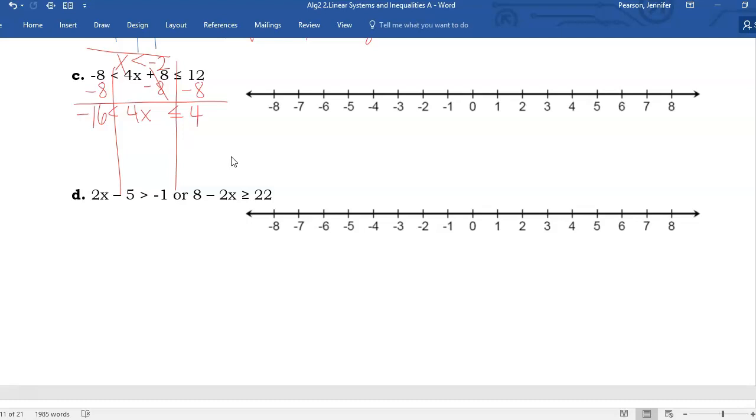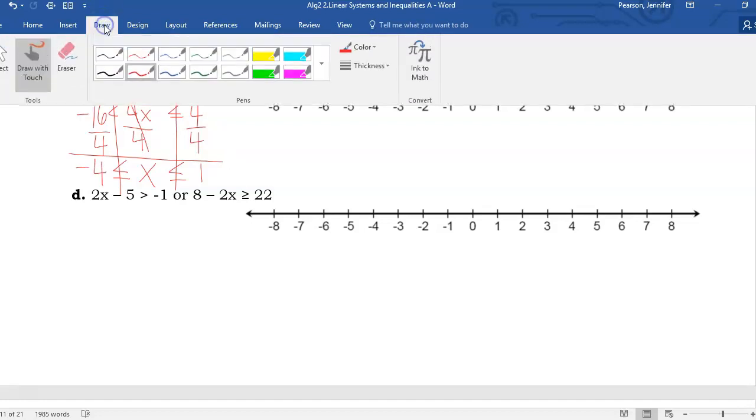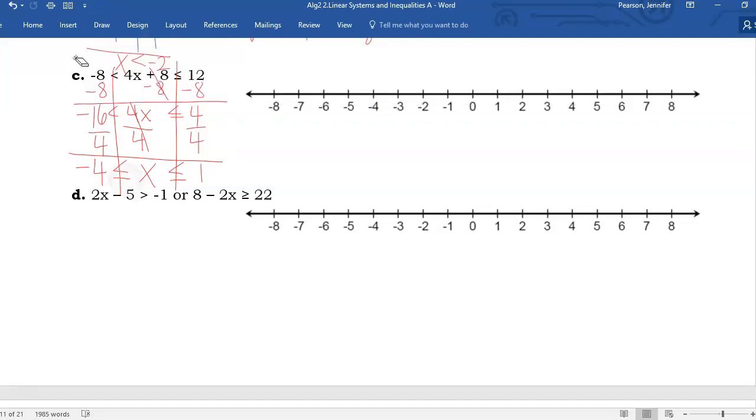Then I'm going to divide by 4. And again, I'm going to do it from all 3 spots. These would cross out. That leaves me with the x. I got a 1 on this side, and I have a -4 on this side. I think I messed that up, though. It is just less than. It is not less than or equal to.